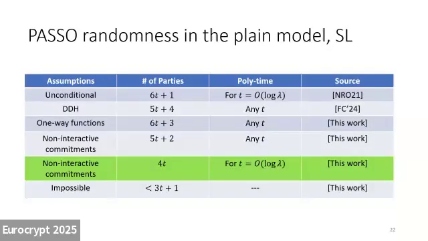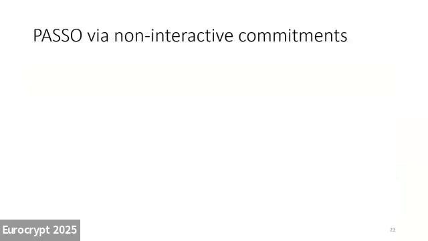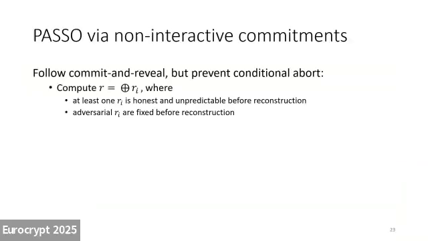There are different ways to do this, but for now let's focus on the one that we chose for this non-interactive commitment-based approach. So we will follow this paradigm. We will again compute randomness by using an XOR of a bunch of values Ri, where at least one Ri will be honest and unpredictable before reconstruction. But now we will ensure that all the adversarial Ri are fixed before the reconstruction. And to do so, we will rely on something that, for the purpose of this talk, I will call a weak distributed commitment.